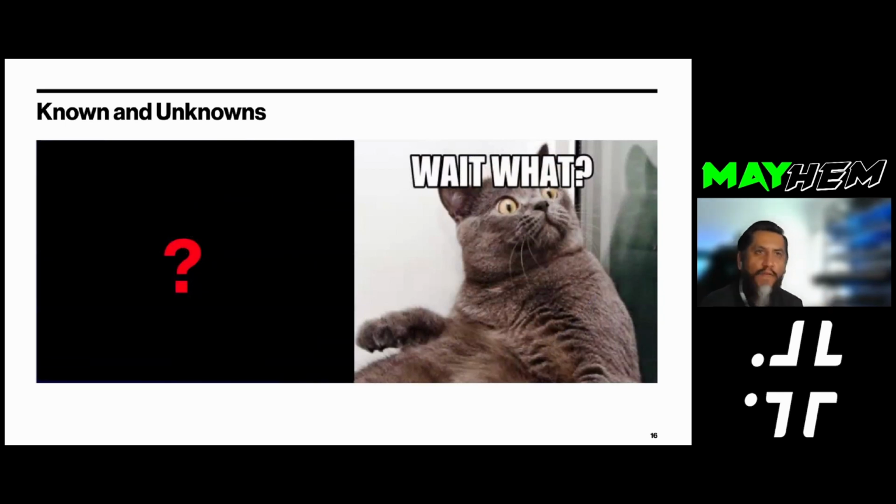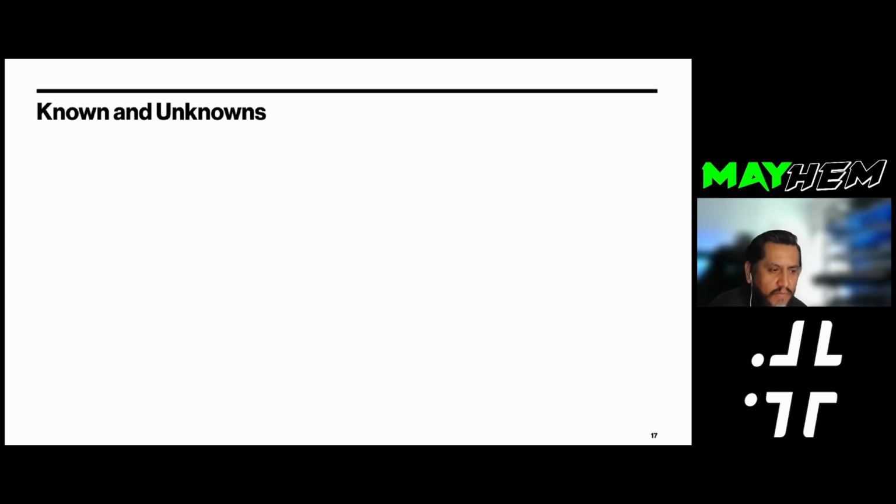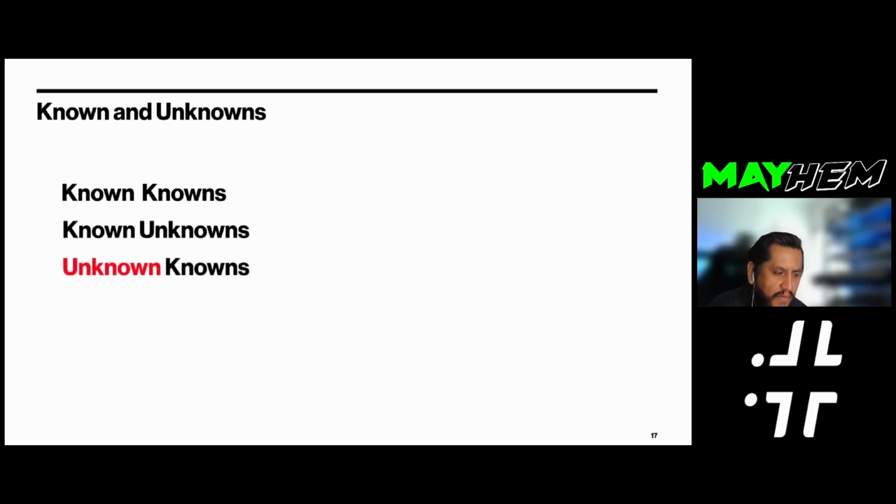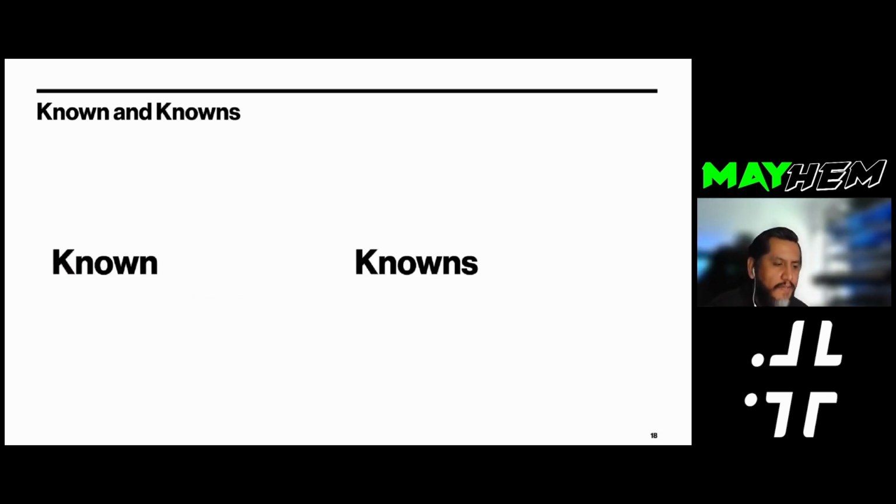So let's unfold what that means and why this is important for many things we do, especially when you do threat hunting. There are known knowns, known unknowns, unknown knowns, and then the unknown unknowns. When I do threat hunting, I try to concentrate on the last one. So let's talk about what the knowns and unknowns are.